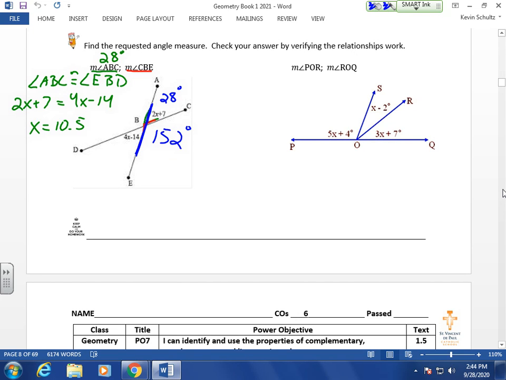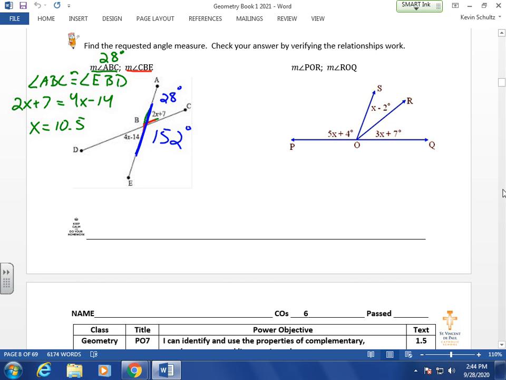Okay? The second one, which I'm going to leave for you to do for homework here, I want you to find angles POR and ROQ. Now, in this case, we got three angles here. Are these three angles, do they make a linear pair? They don't, because they're three angles instead of two.